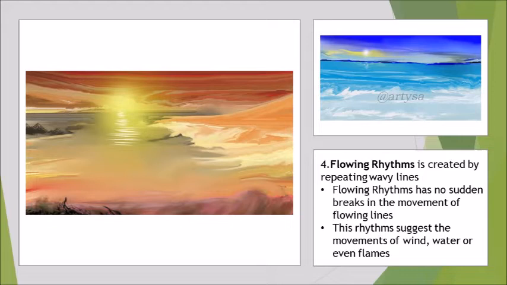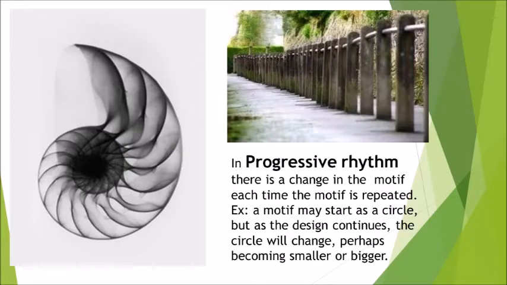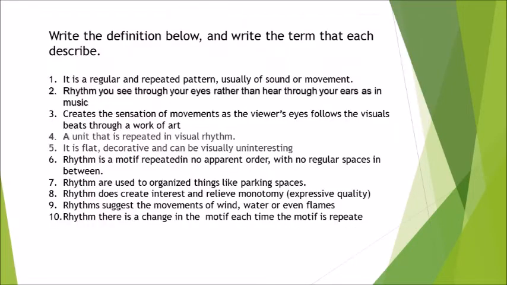Another type is flowing rhythm, which is created by repeating wavy lines. Flowing rhythm has no sudden breaks in the movement of flowing lines. This rhythm suggests the movement of wind, water, or even fluid. In progressive rhythm, there is a change in the motif each time the motif is repeated. Example: a motif may start as a circle, but as the design continues, the circle will change, perhaps becoming smaller or bigger. Okay, now write the definition below and write the term that each describes.